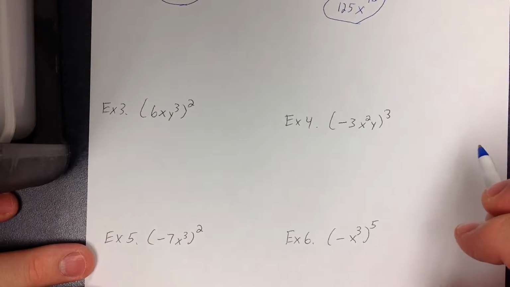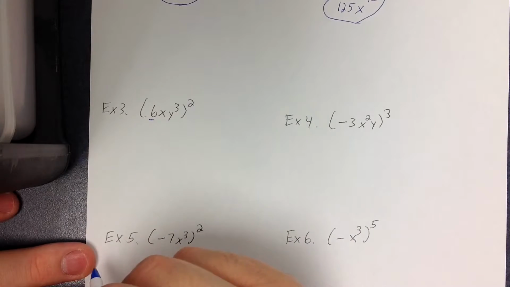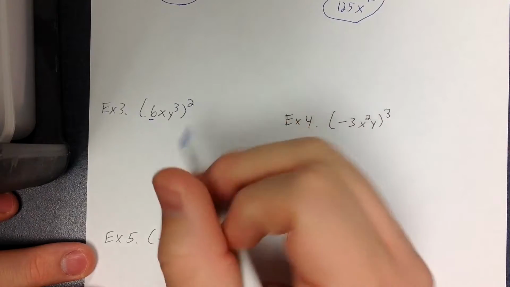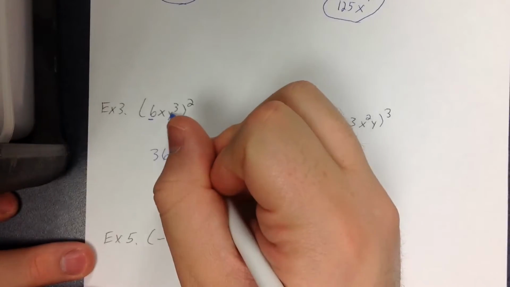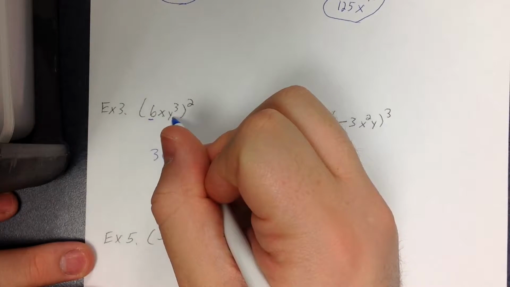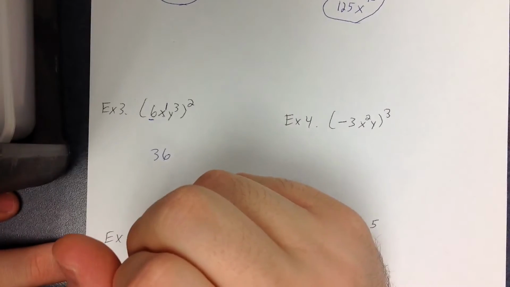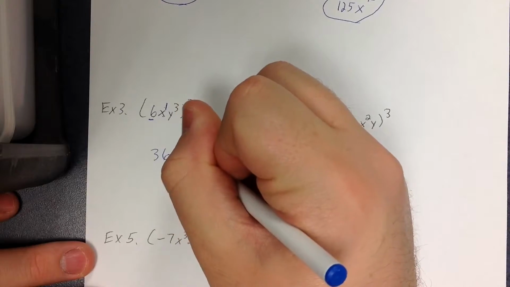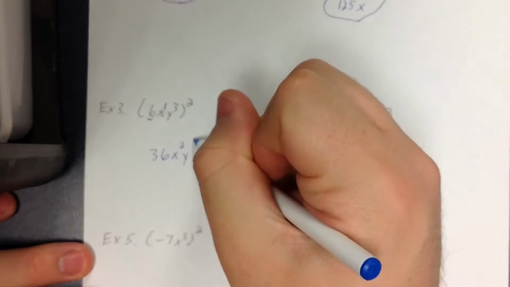Example 3, (6xy^3)^2. Again, 6 is my coefficient, it's the number in front. So I've got 6 to the 2nd power, so 6 times 6 is 36. Now when I'm multiplying the exponents, I have to multiply the exponent of the x and then the y's with the outside number. So x is 1, so x to the 1st, so 1 times 2 is still 2, so x squared. Y to the 3 times 2 is 6.